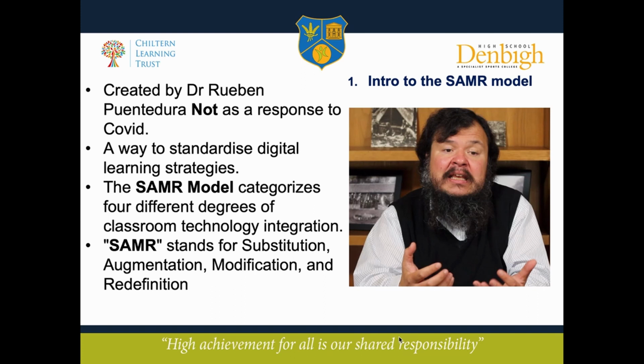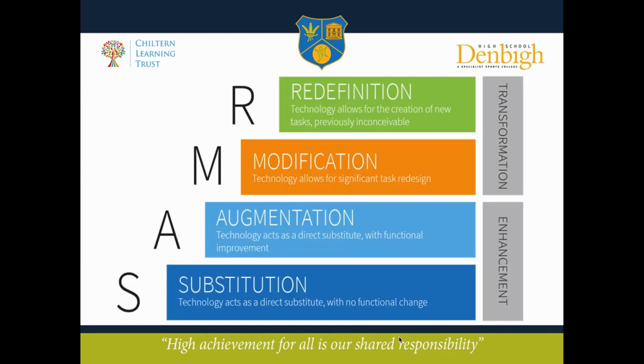Now, essentially, there are 4 different categorizations of how technology can be used in the classroom. And those 4 different things are substitution, augmentation, modification, and redefinition. So this is how the SAMR model looks in practice, and I'll give you some examples of these in a second. But to begin with, I just want to define these 4 keywords.